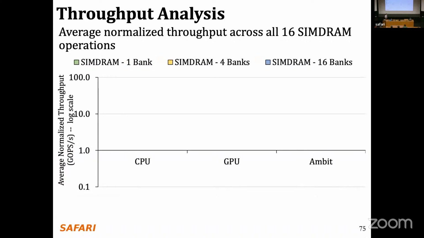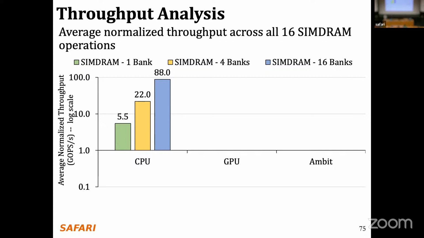So we implement 16 different operations using the substrate, and we evaluate those operations compared to a CPU, a GPU, and doing these operations the Ambit way, so using AND, OR, and NOT operations instead of using majority logic itself. We also evaluate SimDRAM using multiple DRAM banks for computation. The more DRAM banks, the more parallelism you have to exploit for processing using DRAM computation.